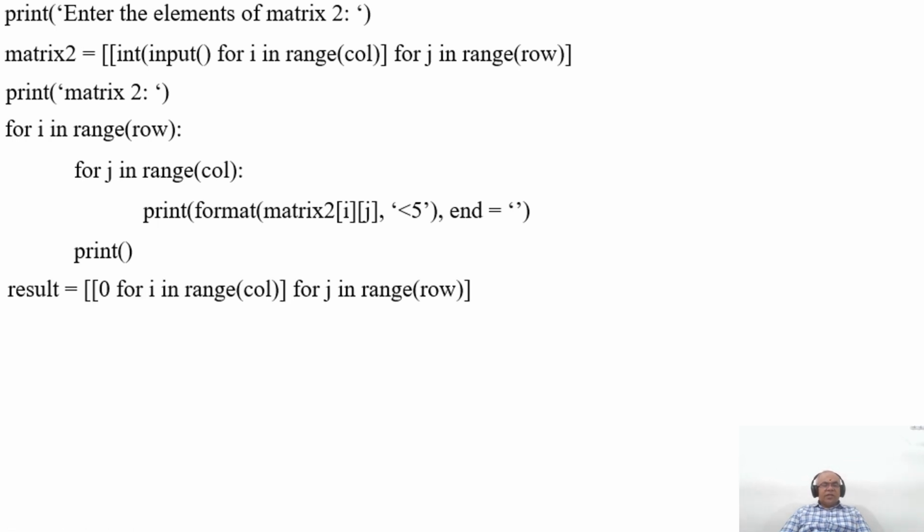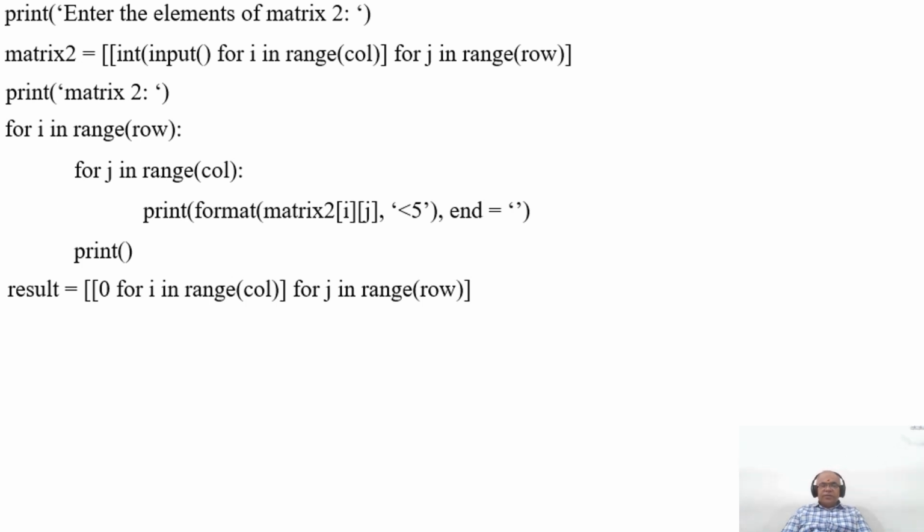Again the result is also created by using the list comprehension method, wherein I will create a result having 0 for i in range column, for j in range row. So for each row and each column, the value of the result will be kept as 0. That means we are creating a zero matrix wherein all the elements of the result matrix will be 0.